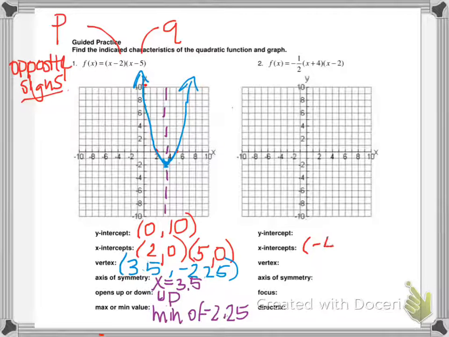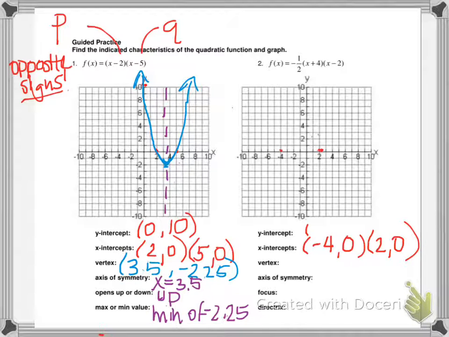Okay, my p and my q in this problem are 4 and 2. So my x-intercepts, because the signs are opposite, are going to be (-4, 0) and (2, 0). Okay, and I'm going to graph those as I've done here. Then I'm going to put this in my calculator.